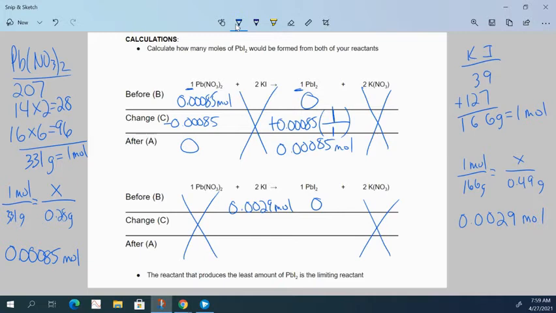Okay, we're going to do the same thing in our second table here, except we're going to assume that we used up all of the KI. And then in one of these, we're just going to ignore the one that becomes the excess. So we got our value there, and this time, we got 2 KIs for every 1 PbI2. So I've got to divide that by 2. So we'll have 0.00145 moles.